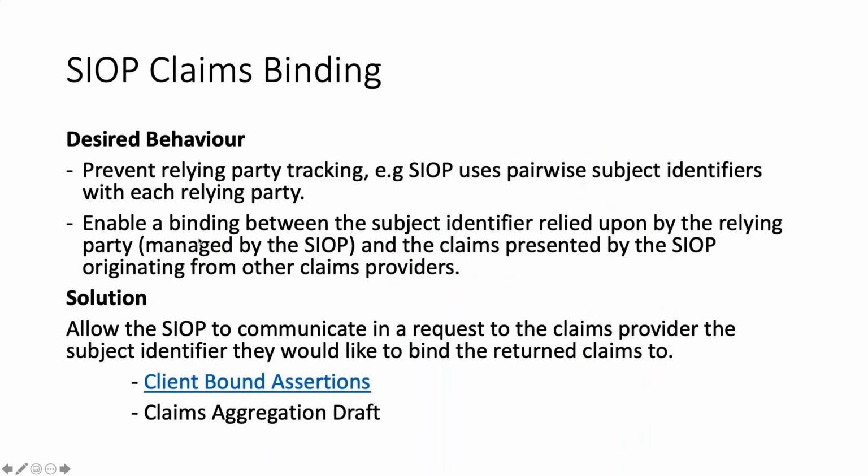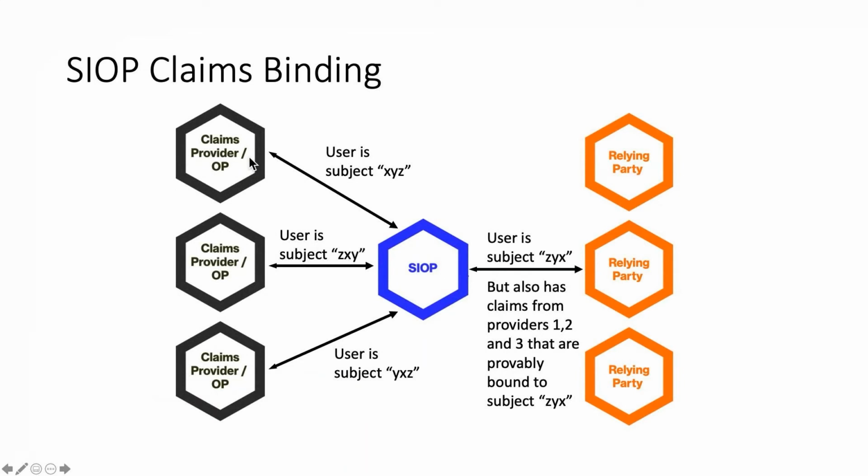And essentially, the current working to date is we've been working on an approach around client-bound assertions, which essentially enables the SIOP, when they fetch these claims, to go back and authenticate and ask for an assertion to be generated that lists the eventual identifier that will be sent in the response to the relying party through aggregated and distributed claims. And authenticate that to the claims provider to get that assertion.